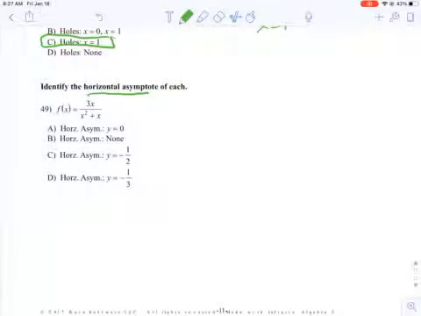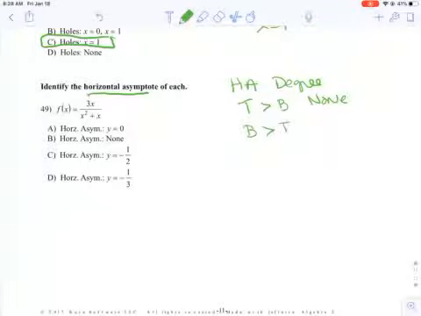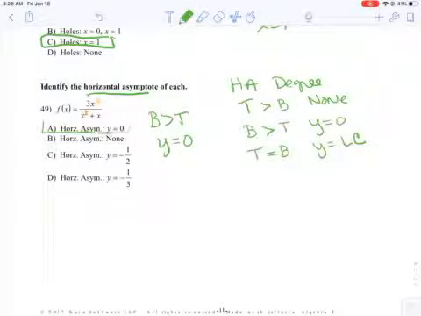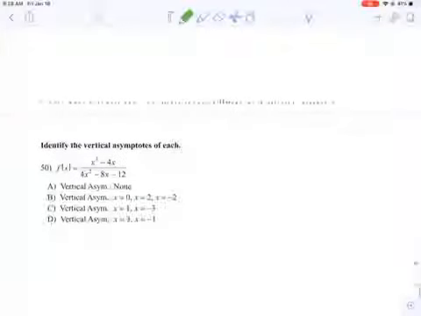So horizontal asymptotes. Horizontal asymptotes happen, we're talking about the degree. If the degree of the top is bigger than the bottom, there's none. If the degree of the bottom is bigger than the top, then it's y equals 0. And if the degree of the top is equal to the bottom, it's y equals the leading coefficient. So the degree on the top is just 1, and the degree of the bottom is 2. So in this case, the bottom is bigger than the top, and so we have y equals 0. So that is the answer to that one.